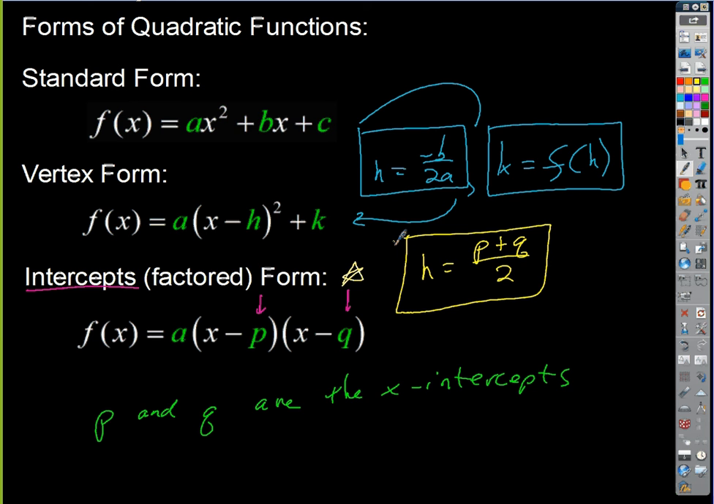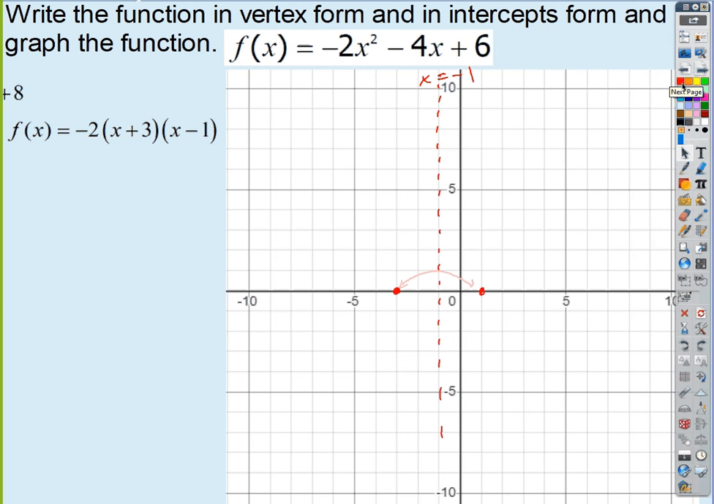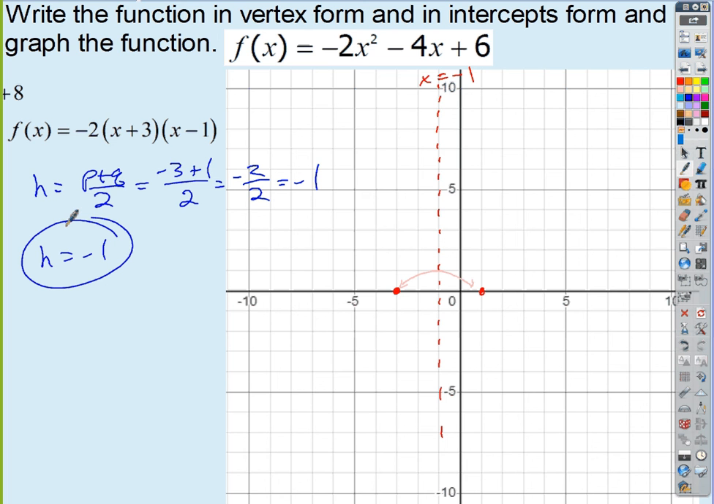Okay? So if that's true, then we know that H equals P plus Q divided by 2. Well, that's negative 3 plus 1, right? Negative 3 plus 1 over 2 is negative 2 over 2. What's negative 2 over 2? Well, negative 1. So H equals negative 1.